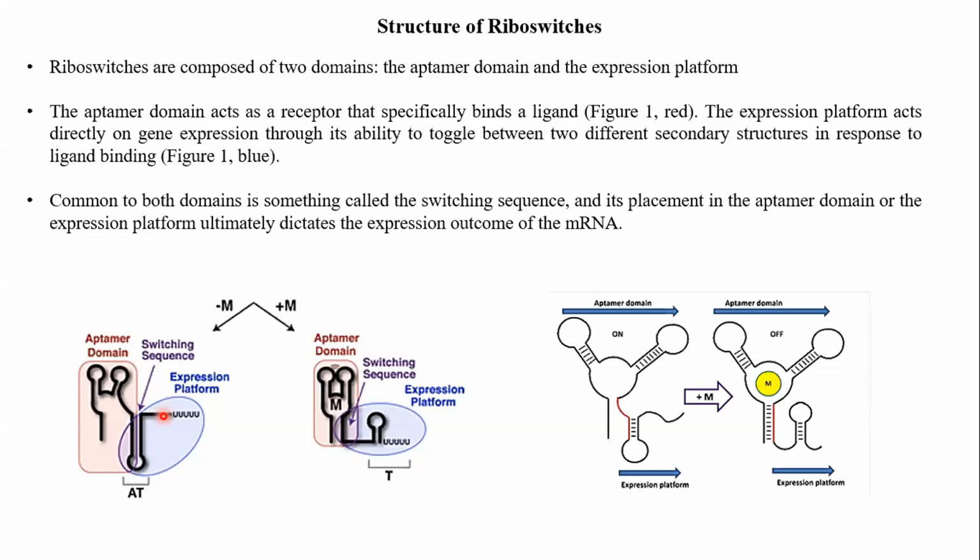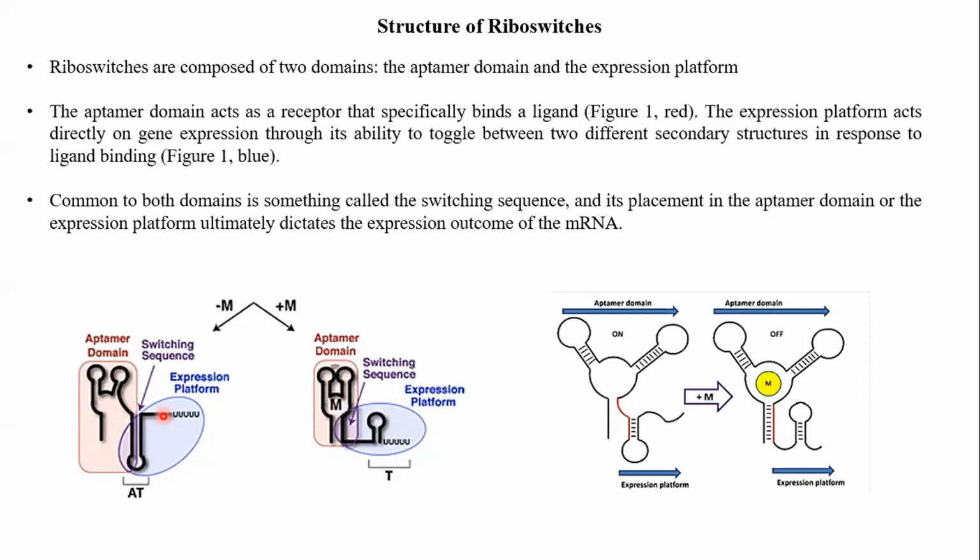So this is part of regulation, and here these riboswitches are sensing the concentration of that particular metabolite in the cell. If it is present in a biosynthesis pathway, then there is no need to synthesize it. If it is not present, then the cell needs to synthesize it.